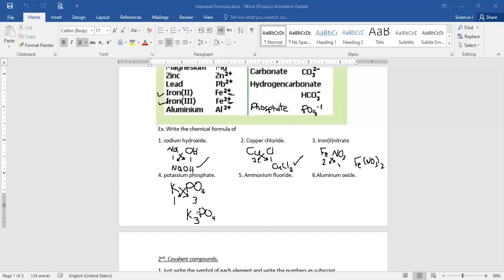So let's check. Okay, others. Someone else try to work on this. Let's see. Yes, Rashwan. So ammonium fluoride. So what is the symbol of ammonium, Rashwan? Okay. So let's find another one. Okay, Fadia.